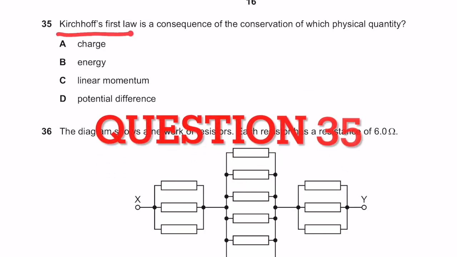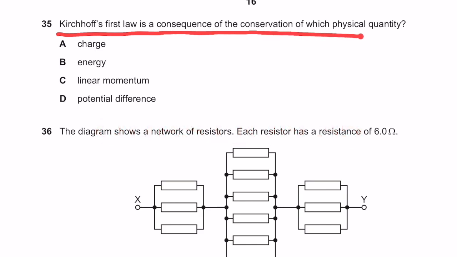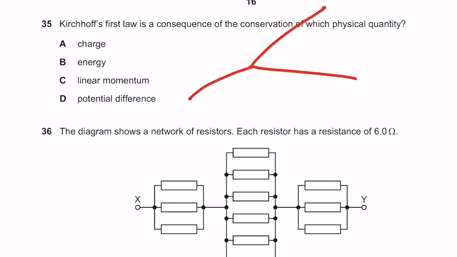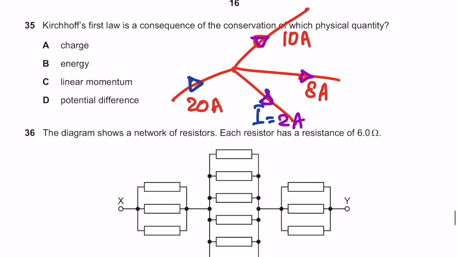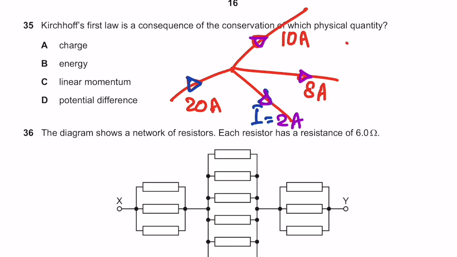35. Kirchhoff's first law is a consequence of conservation of which physical quantity? Alright, let's try to draw a situation where Kirchhoff's first law applies. Let's think 20 ampere comes here. If 10 goes here, if 8 ampere goes here, how much current will go here? We know 8 is coming and 10 is going, 8 is going, I is going. So this should be 2 ampere.